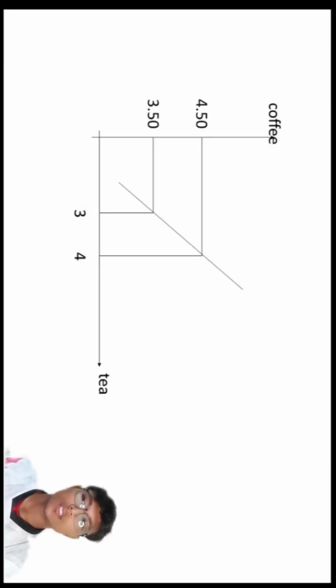As a result, coffee and tea are considered substitutes. So this is how I did the graph. The packets increased from 2 to 4 packets, then the price increased from 3 to 4. So this is how I got the graph.